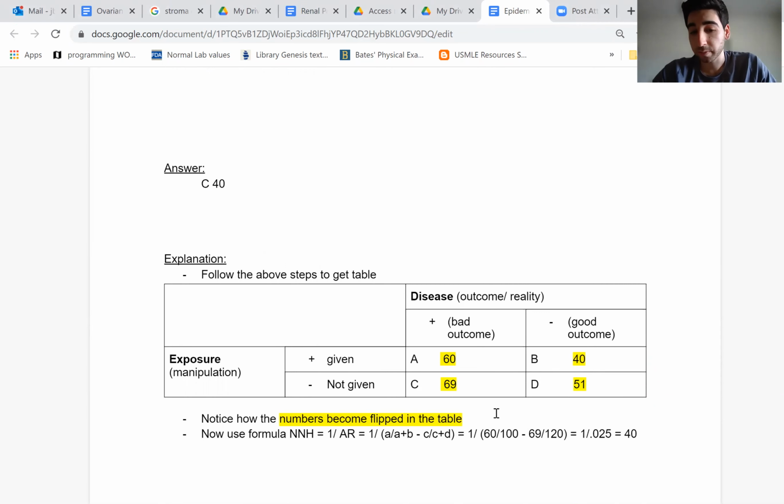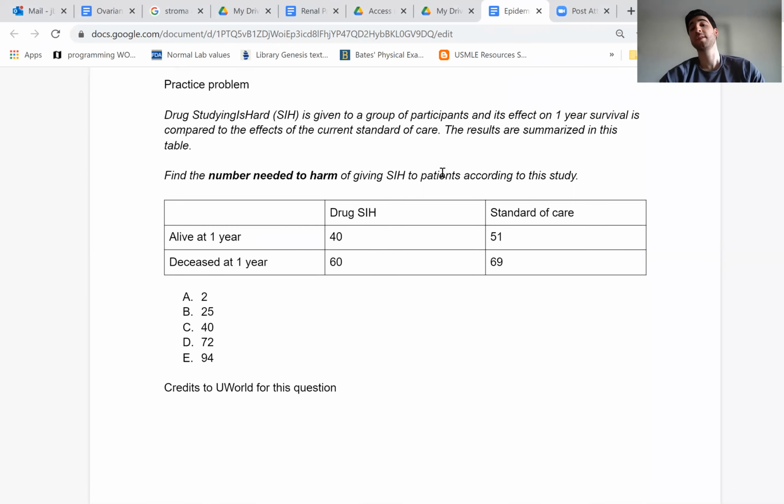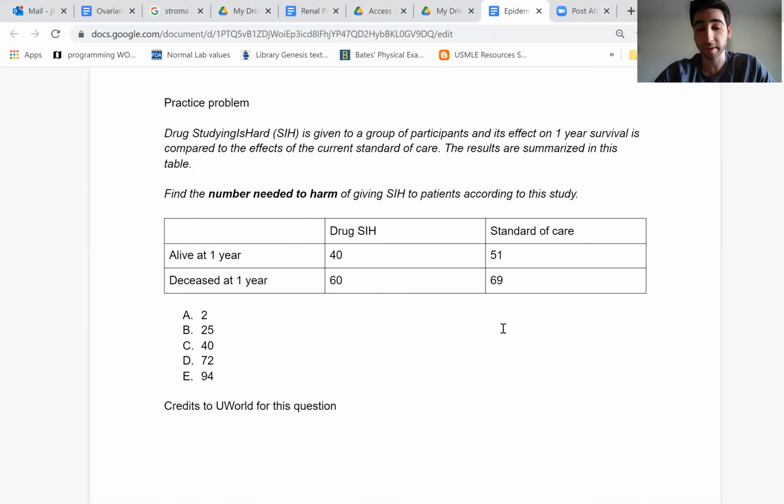After you filled in those numbers, you should have found that the formula they were asking for was number needed to harm, which is 1 over AR. Remember, harm is AR. And then after you plug all these values in, you should have gotten 40. And that's why the answer is C, 40. And that's it, guys. There's a bunch of questions like this when you study for Step 1. And there were a few like this on Step 1 itself. And just having this method really helped me get them correct.